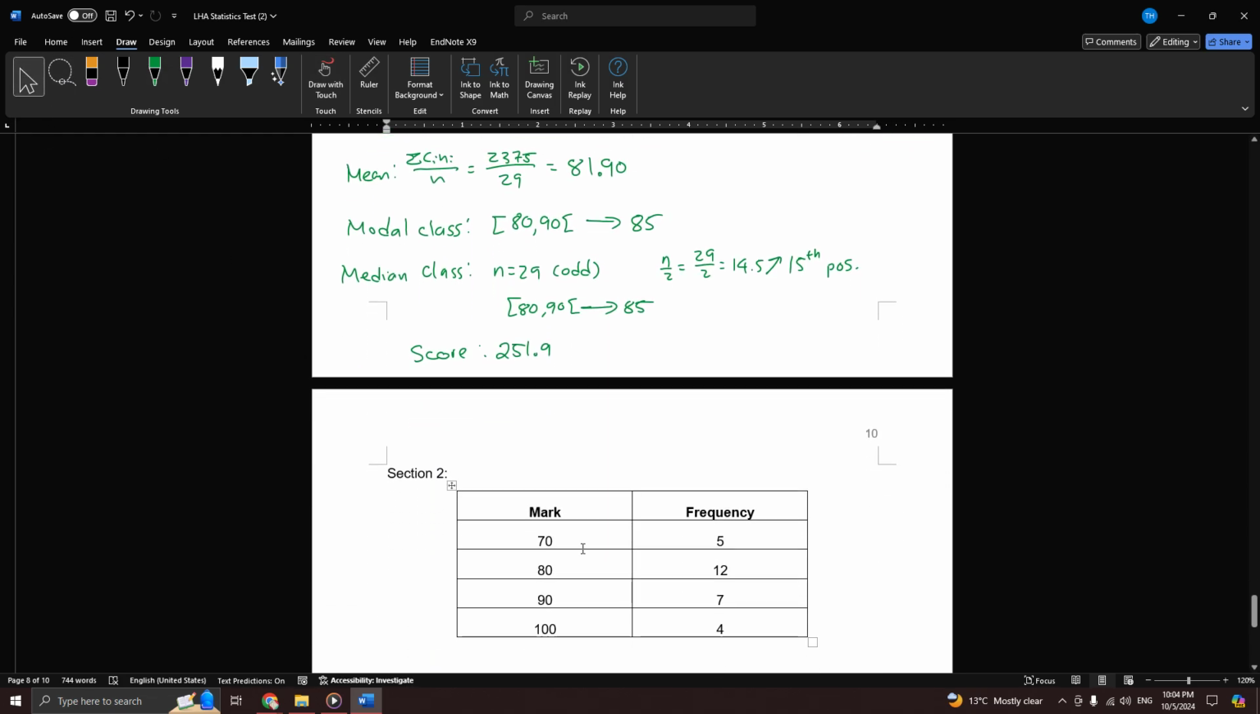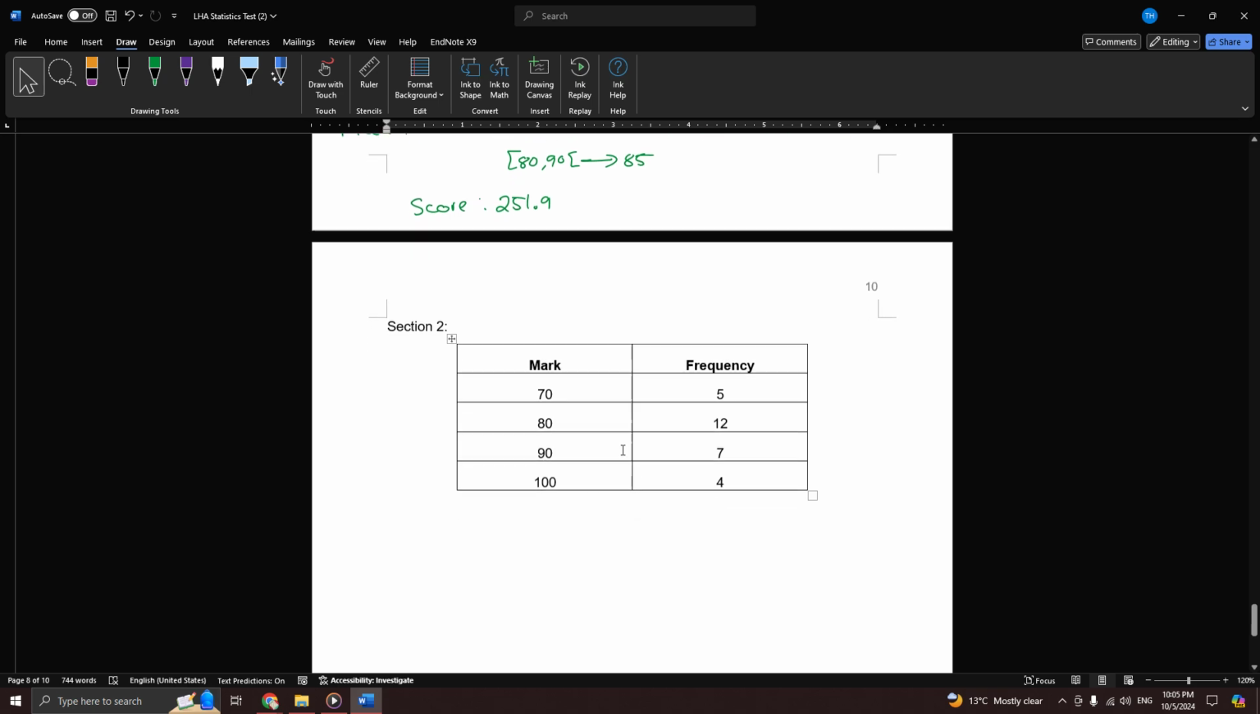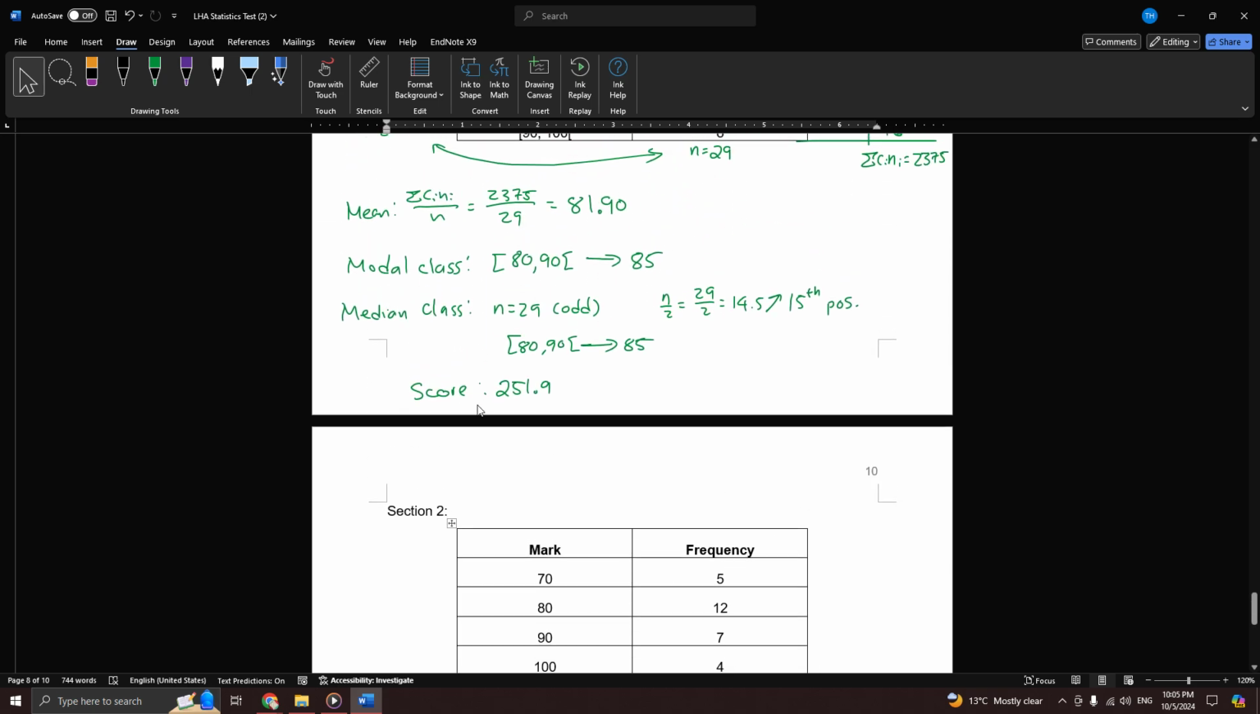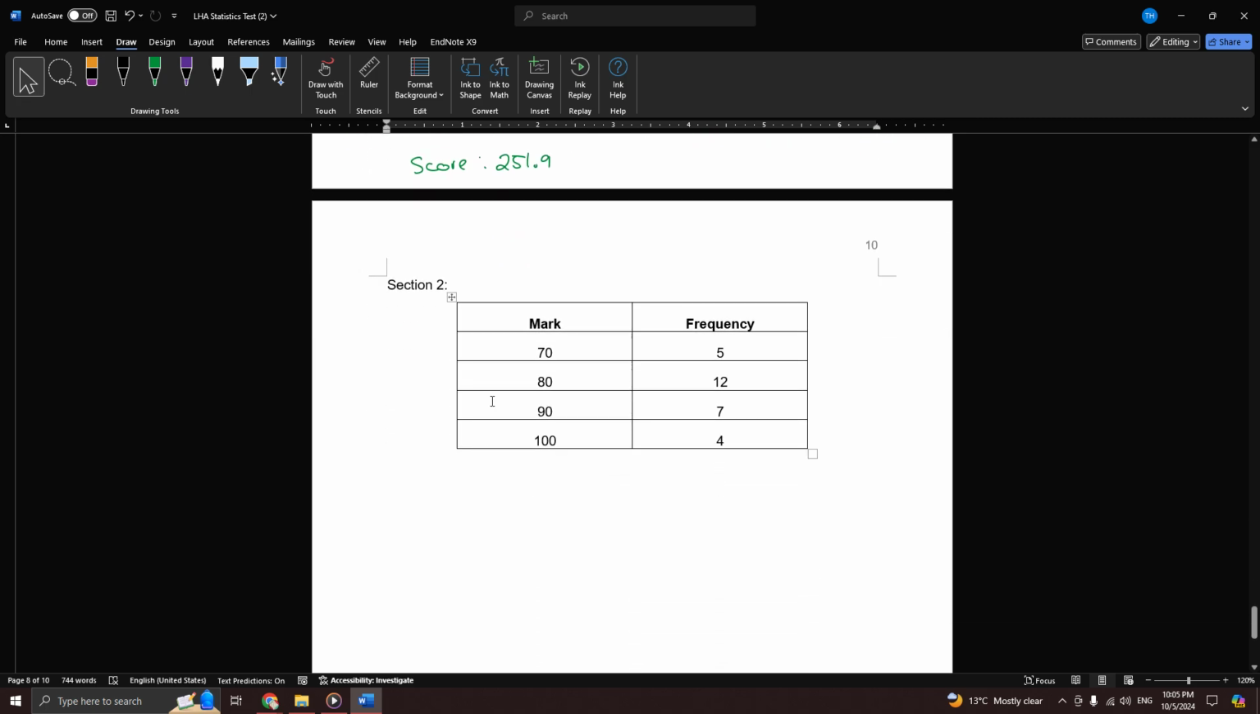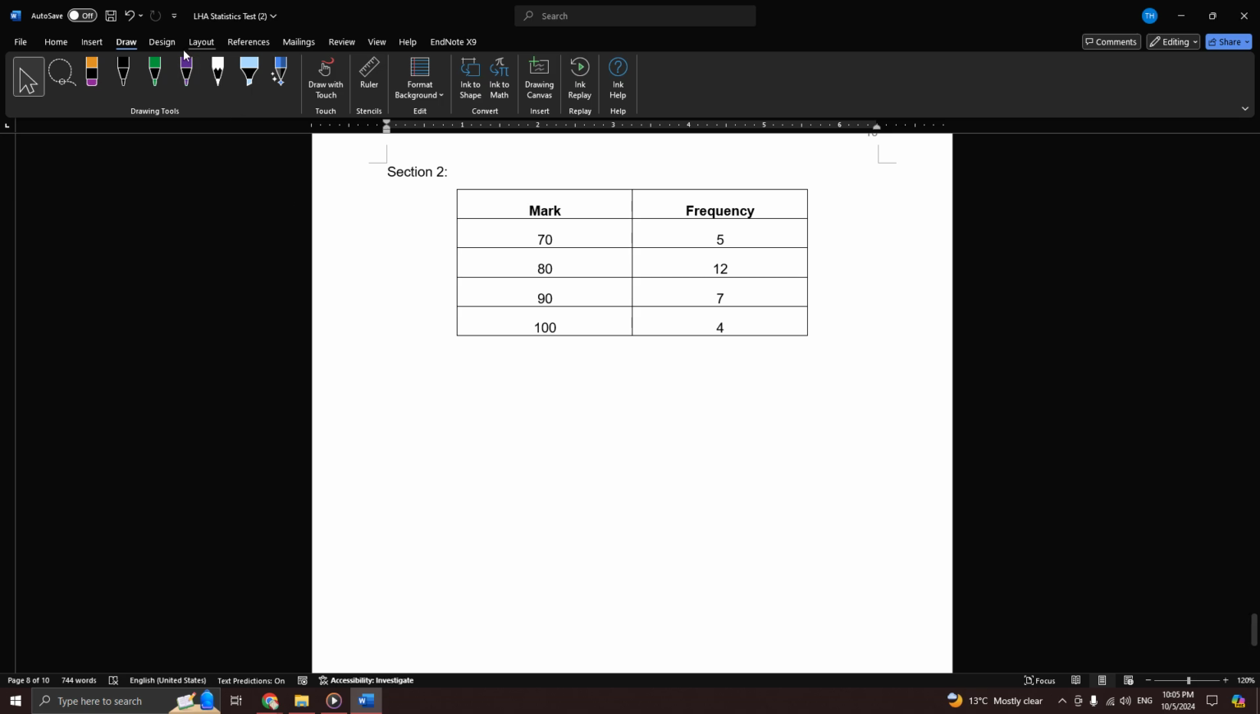So let's look at section 2 and see if their score is higher than 251.9. Otherwise they're going to lose. So in this case, we're doing a condensed data table. It's not classes anymore. We like condensed data tables. They're very simple. Okay, so let's find my mean.